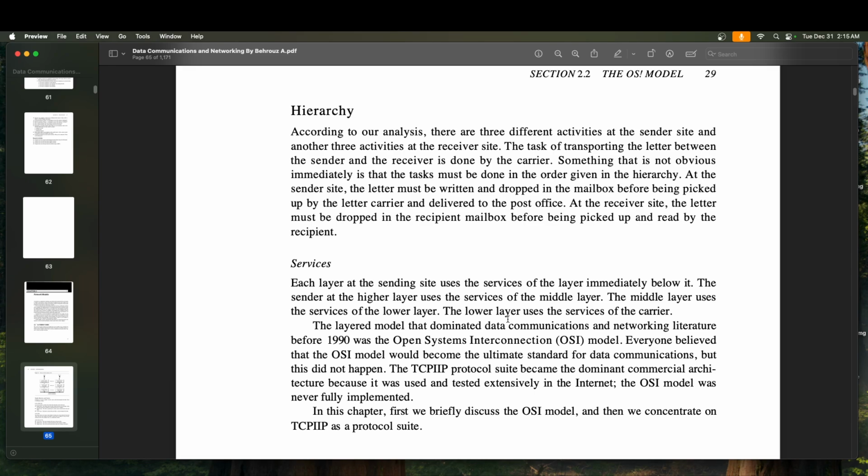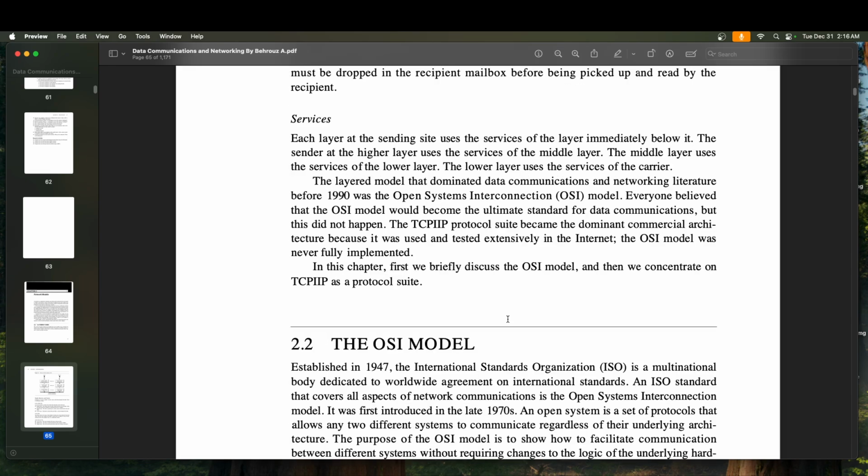Now the layer model that dominated data communication networking literature before 1990 was the Open Systems Interconnection model. Everyone believed that the OSI model would become the ultimate standard for data communication, but that did not happen. TCP/IP became the more prominent commercial one, which is being used. In this chapter, first we discuss the OSI model and then we concentrate on TCP/IP as a protocol.